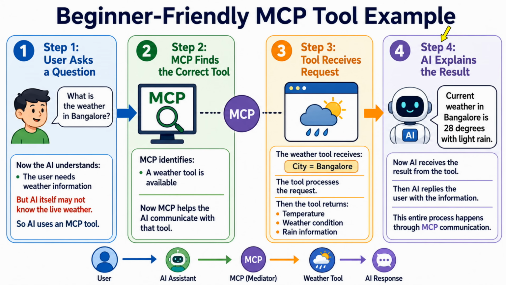Step 4. AI explains the result. Now AI receives the result from the weather tool. Then AI replies to the user with the information, like: current weather in Bangalore is 28 degrees with light rain. This entire process happens through MCP communication.